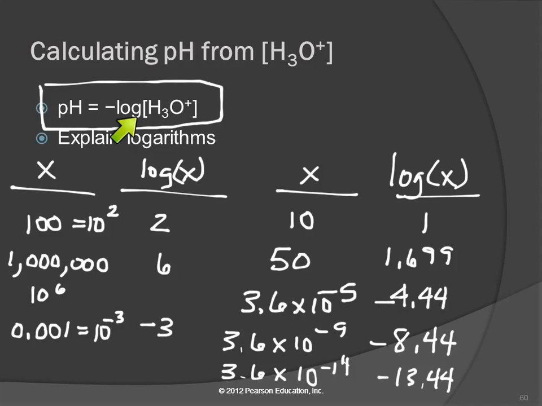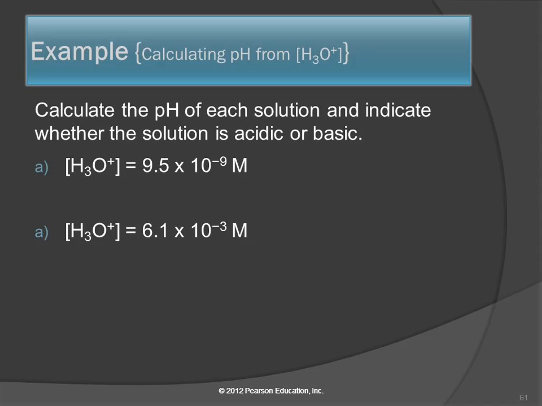Okay, so this is the equation that you'll need to calculate the pH. So I think this next slide has some examples. Calculate the pH of each solution and indicate whether the solution is acidic or basic. I've been forgetting the last part of this question, so help me remember when we get to that point. So here we're given a hydronium ion concentration, 9.5 times 10 to the minus 9 moles per liter. So pH, negative log.